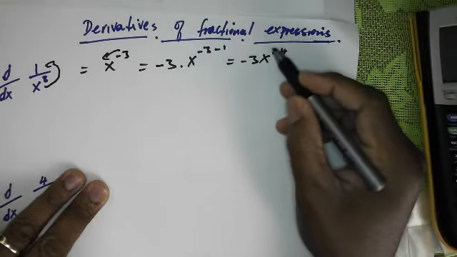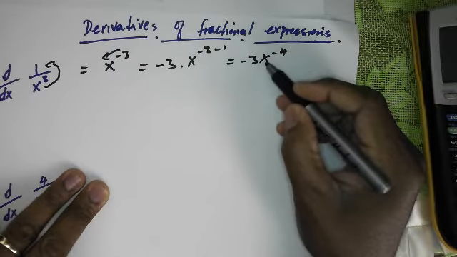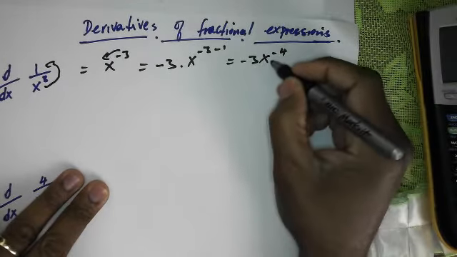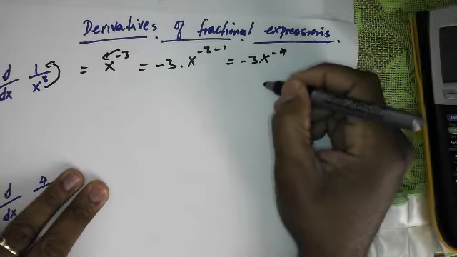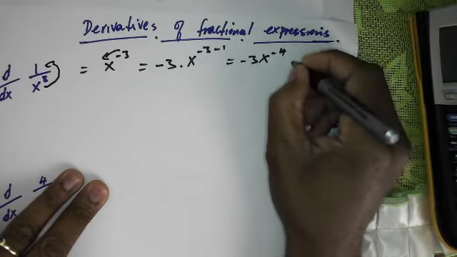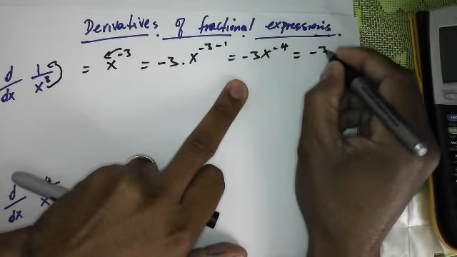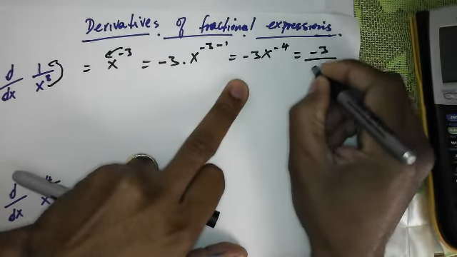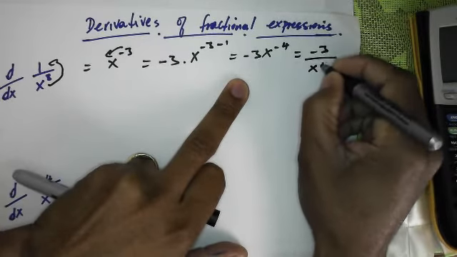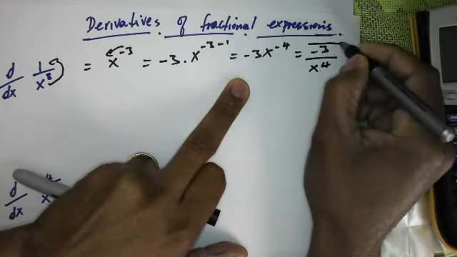Now, usually we don't leave our answer with a negative exponent. So if your exponent is negative, it belongs in the denominator. So your final answer would be negative 3 divided by x now to the positive 4. And this would be your final answer here.